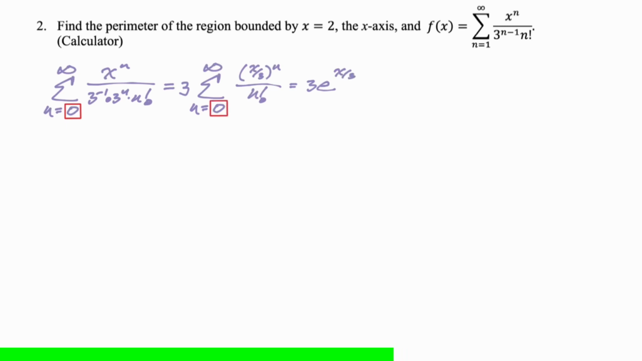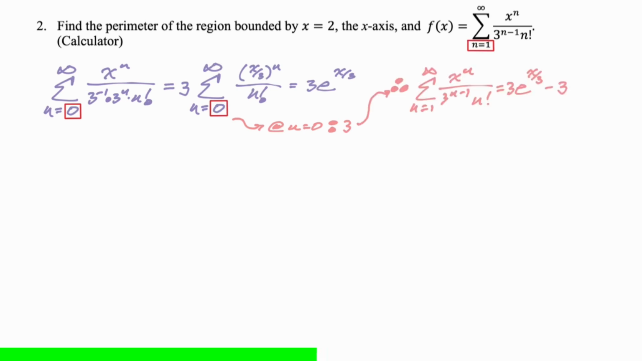Because we started at 0, but the actual given series starts at 1, what we have to do is figure out what happens when n equals 0 and subtract that term off. We don't want to include the 0th term. We want to start at the first term. So just take n equals 0 and plug it in and see what you get. You're just going to get 3 times 1, so you get 3, which means that the series starting at 1 is the thing that we found, 3e to the x over 3, and then minus that first term, so just minus 3. So that's our f of x.